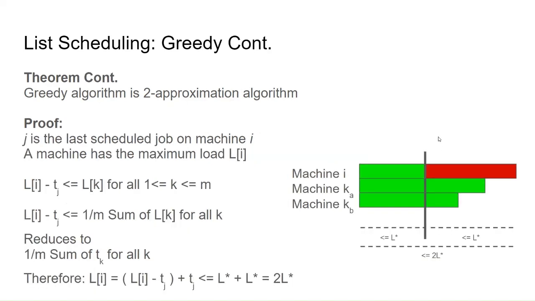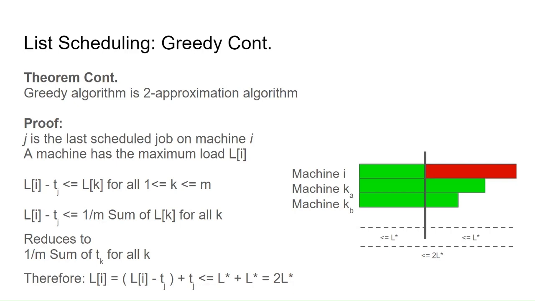Continuing this proof, J is going to be the last scheduled job on machine i, and that machine has the maximum load, Li. So the maximum load minus the processing time of the last scheduled job is the load of machine i before J was assigned. That would be the left side of the line of machine i in green, and then the last scheduled job is the red bar on the right side of the line.